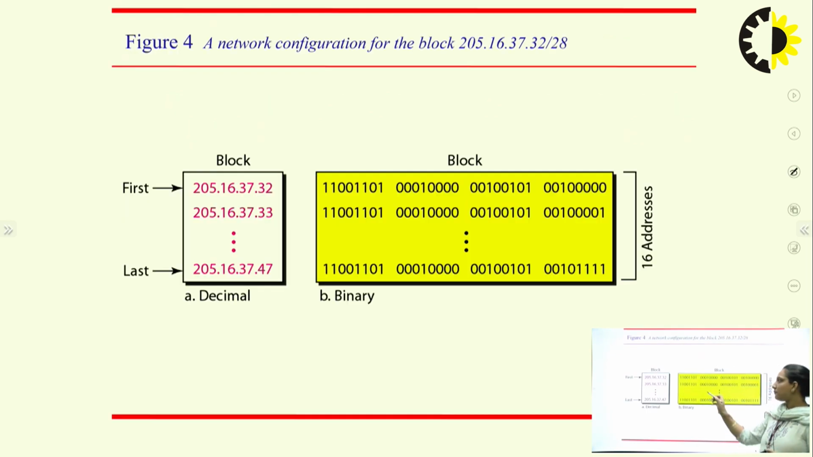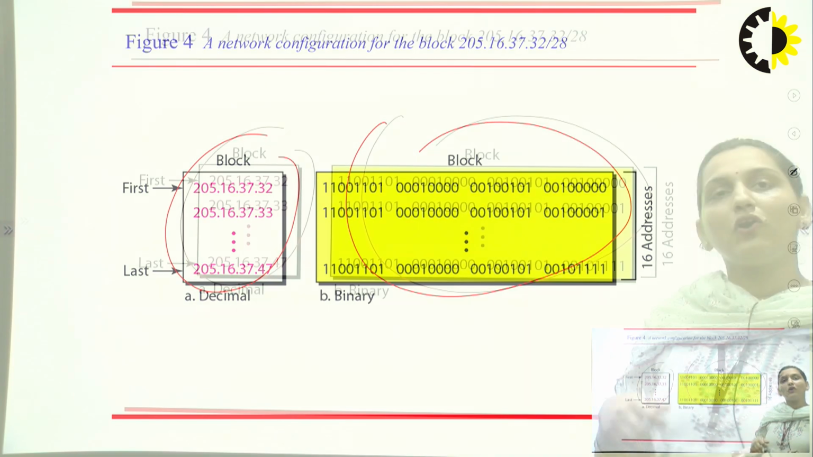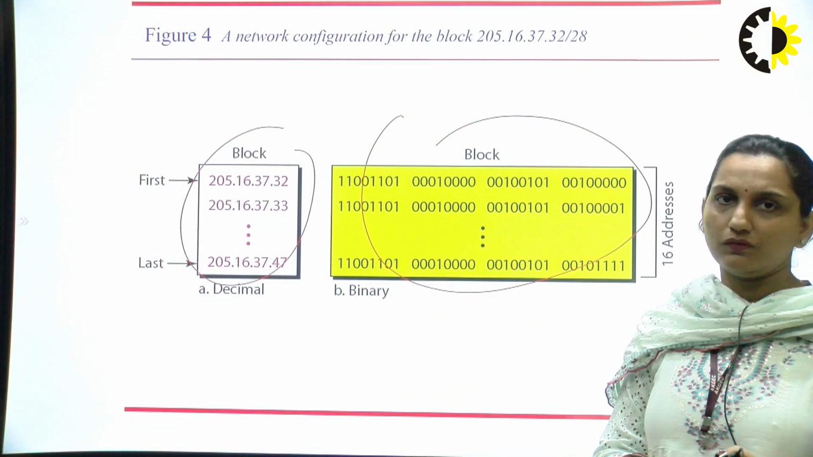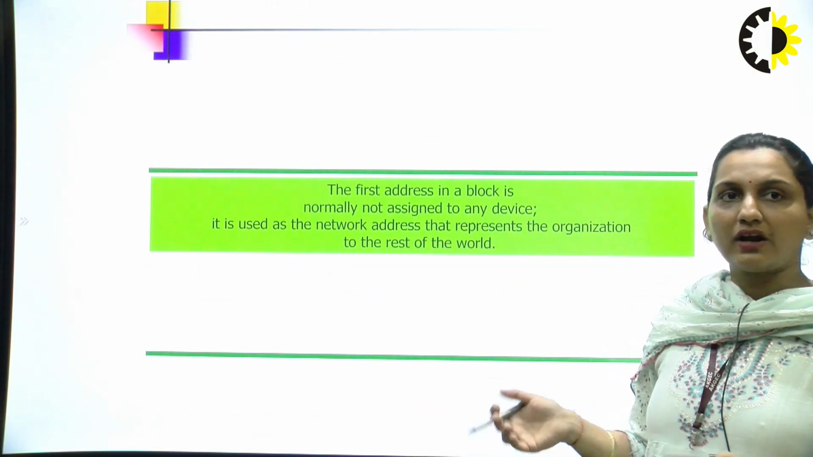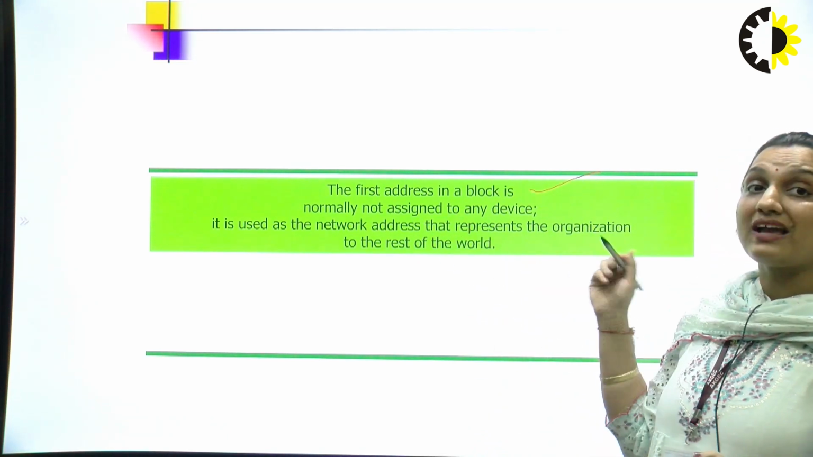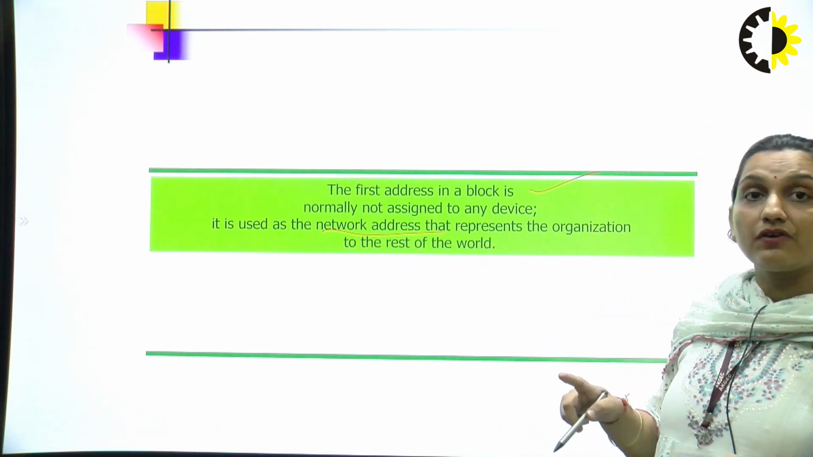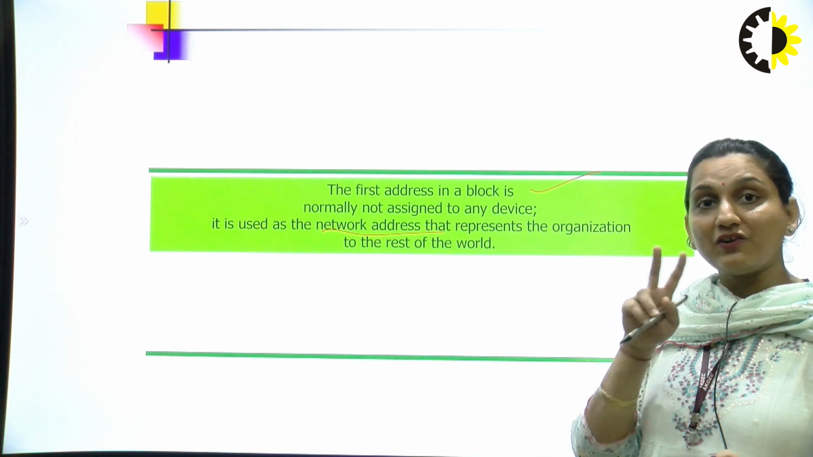Okay, so this is a block, and all these have this mention. We can calculate it by ANDing and ORing, or also by making zeros and ones. Okay, so we continue. The first address of the block is normally not assigned, because the first address is the network address and the last address is the broadcast address. So we are not assigning them.